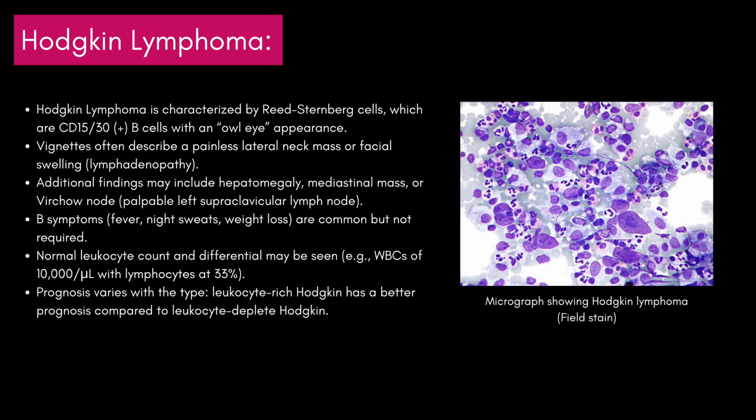Normal leukocyte count and differential may be seen. For example, white blood cells of 10,000 per microliter with lymphocytes at 33%. Prognosis varies with the type. Leukocyte-rich Hodgkin has a better prognosis compared to leukocyte-deplete Hodgkin.